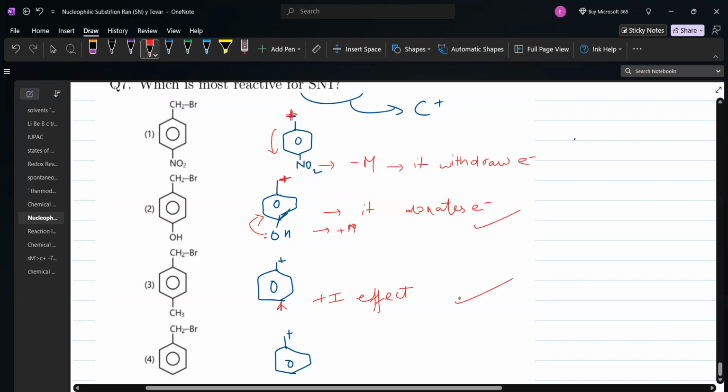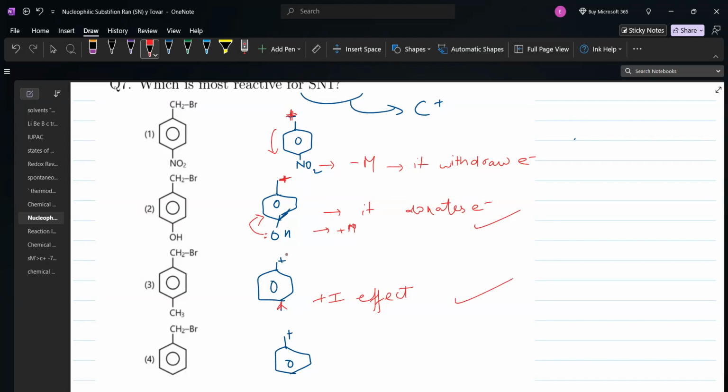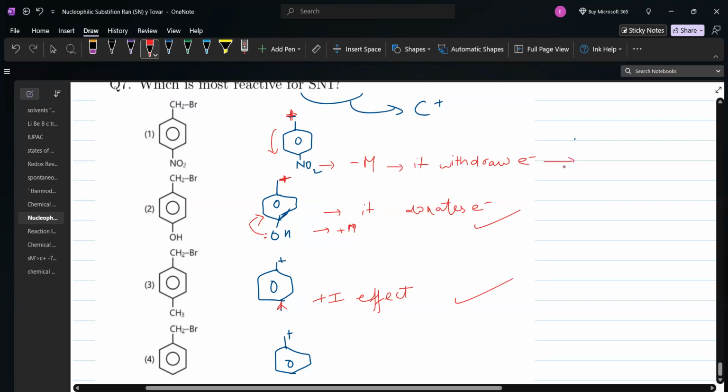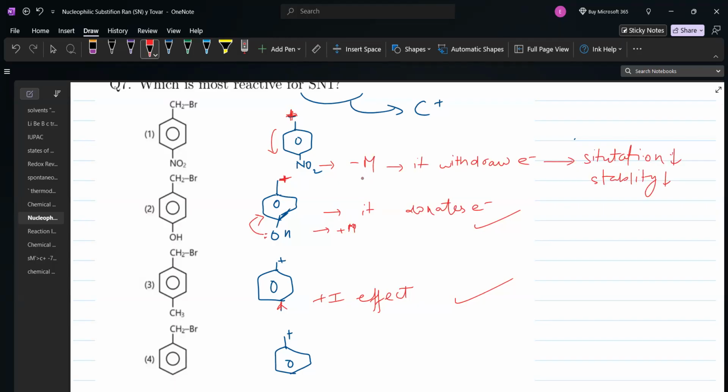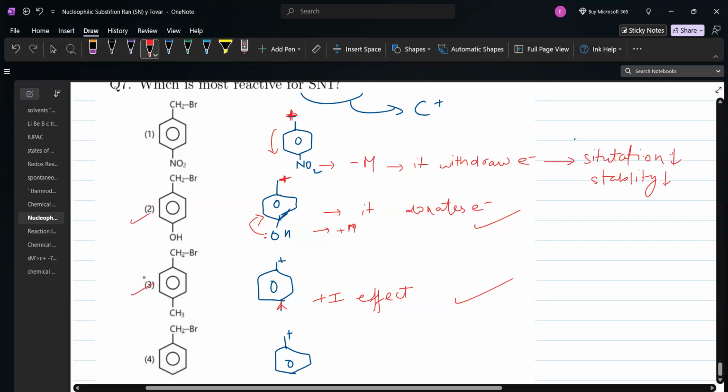So this one and this one are helping the carbocation to neutralize this positive effect. And this one is worsening the situation. Stability is getting lower. Why? Because we already have positive charge here, and NO2 is withdrawing more electron from this. So this is not good for the reaction. This one and this one are good for the reaction, the second and third. Did everybody understand this till now?